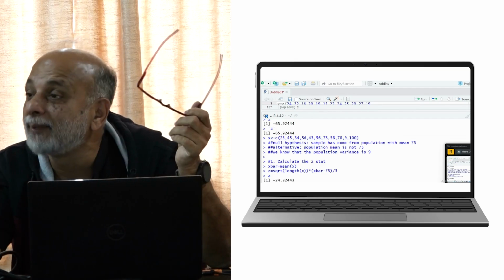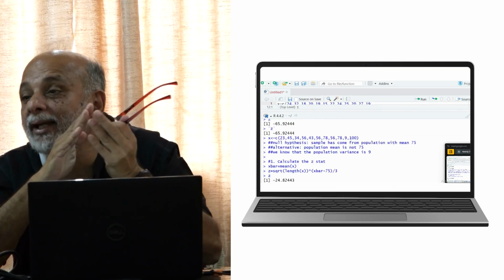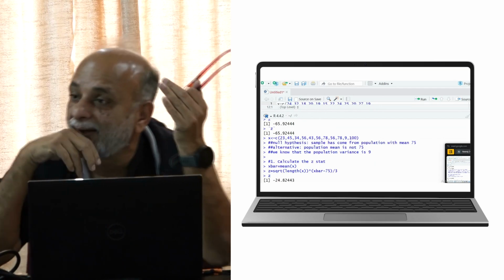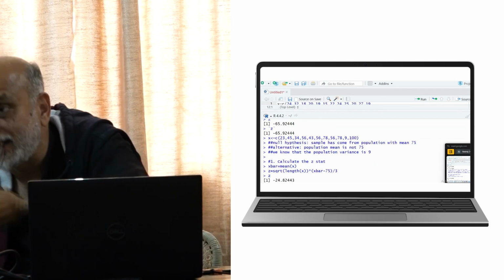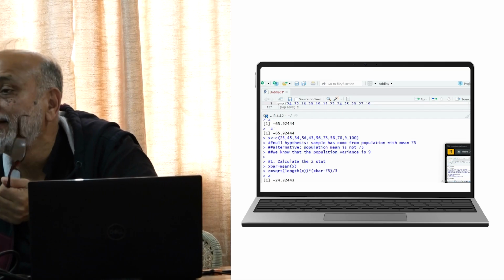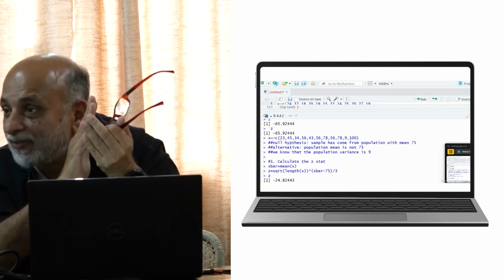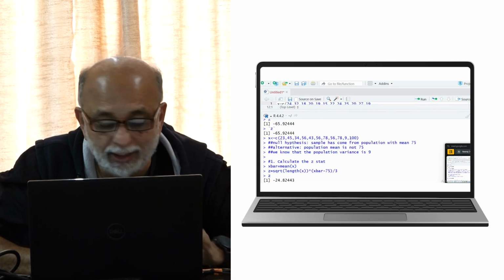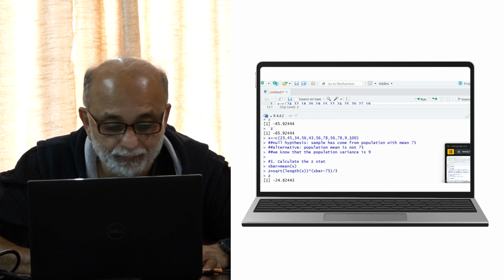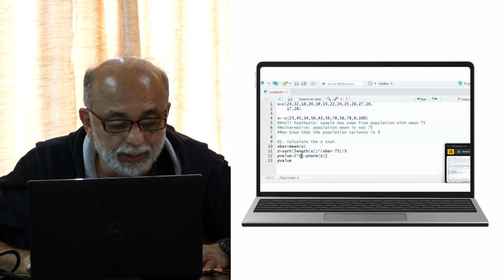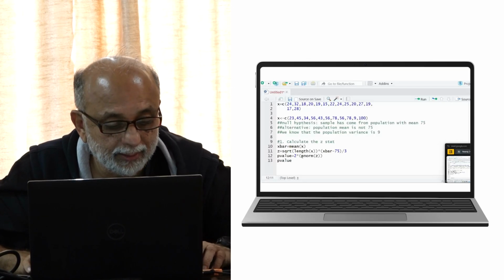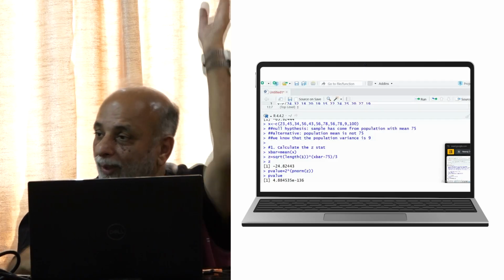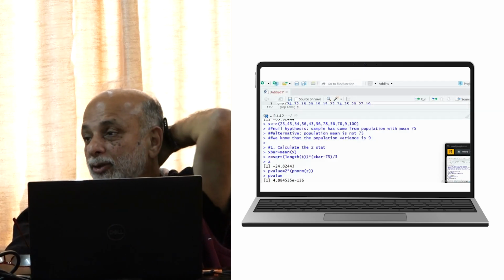In this case, it will not be 1 minus p norm. You do 1 minus p norm if the z value is positive, because if you have to calculate the area to the right of a positive number, you calculate 1 minus the area to the left of that number. Our value is a negative number, so we only do p norm into 2. It is a very small number, e raised to minus 136, so 0.00000000.